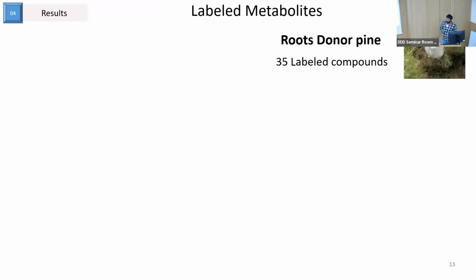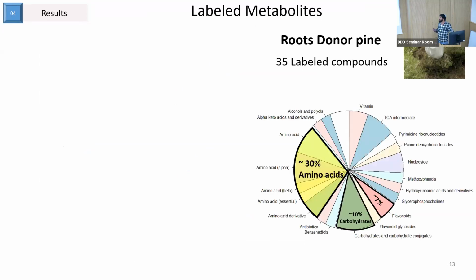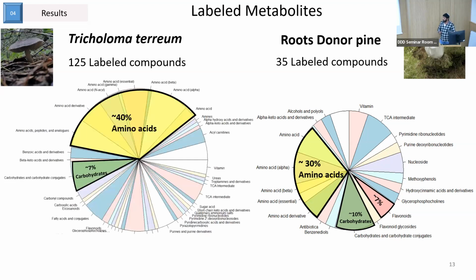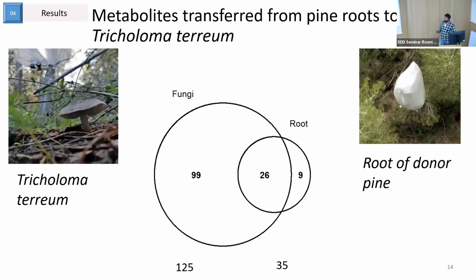So luckily for us, we identified 35 different labeled compounds that were transferred to the roots of the donor tree. We had different compounds. Some of them were amino acids, some were carbohydrates, and again, some flavonoids. And in the adjacent sporocarp of the Tricholoma, we identified 125 different compounds, again, a lot of amino acids and also carbohydrates. And when we look at it closely, we saw that 26 metabolites were common between the roots of the pine and the adjacent Tricholoma sporocarp.